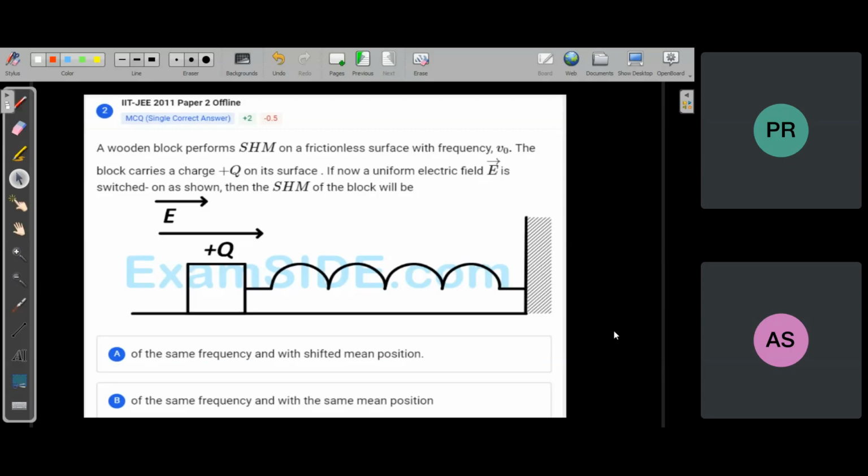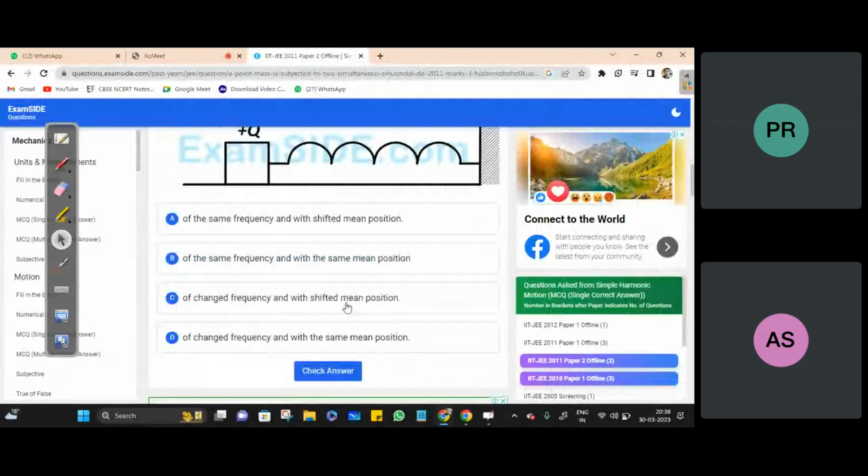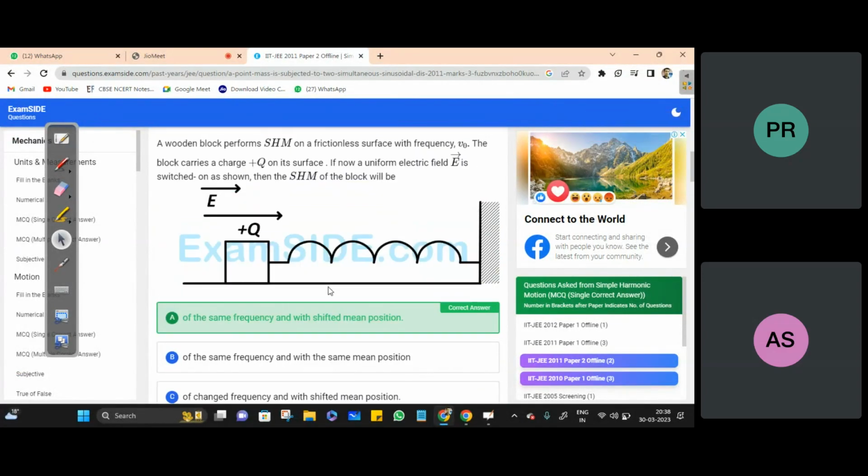I hope you got the answer. It will be the same frequency. The mean position will just be shifted now, with the same frequency. You are saying option A, right? What about option B? That should be the correct one. Understood.